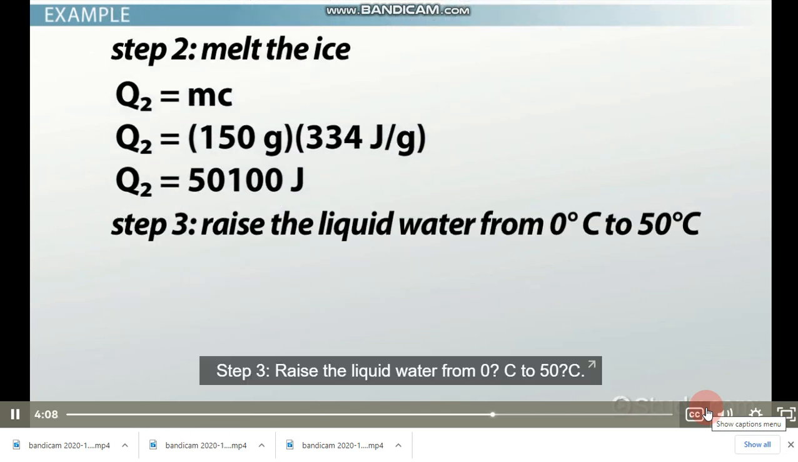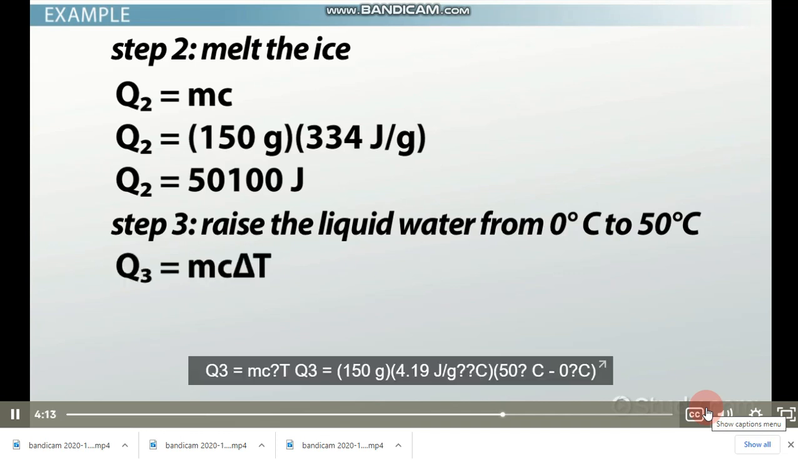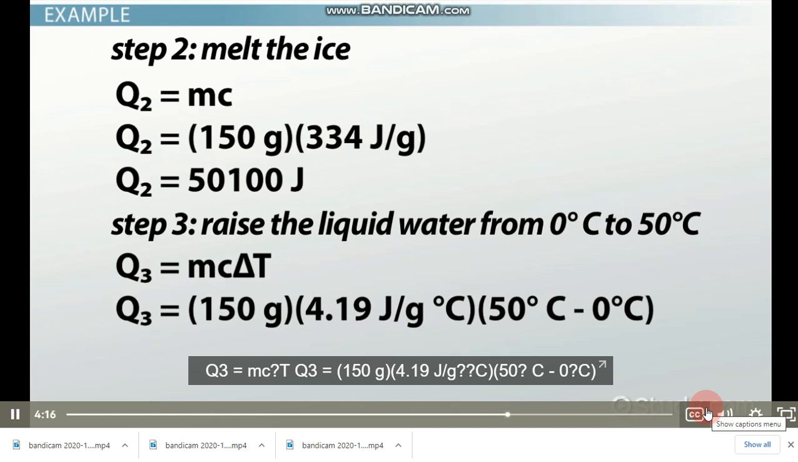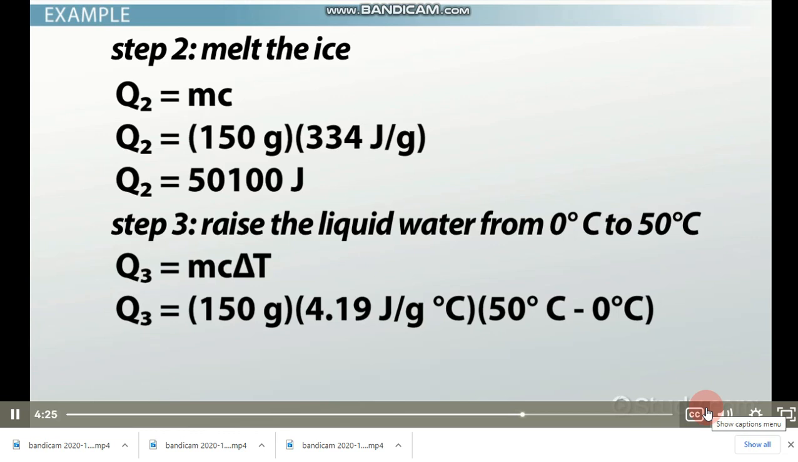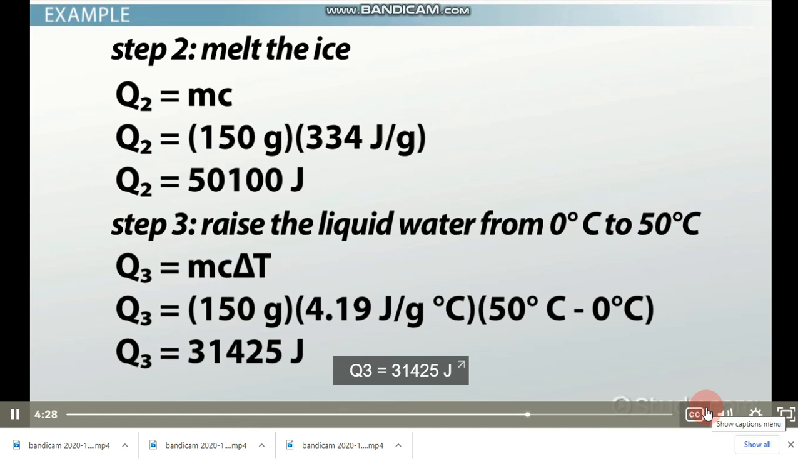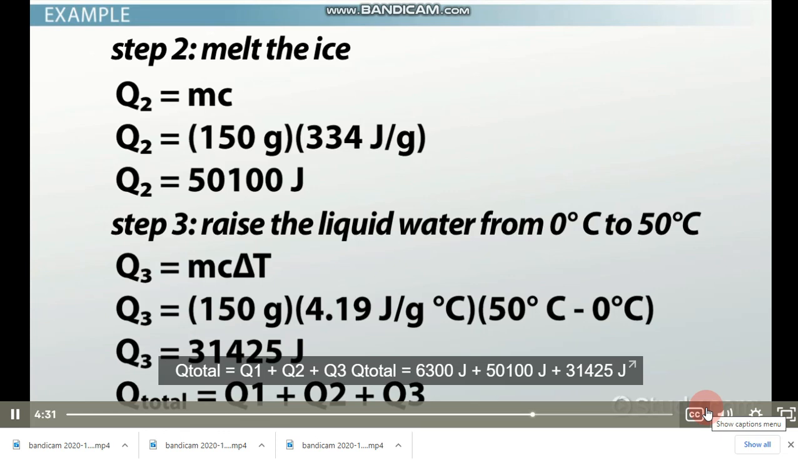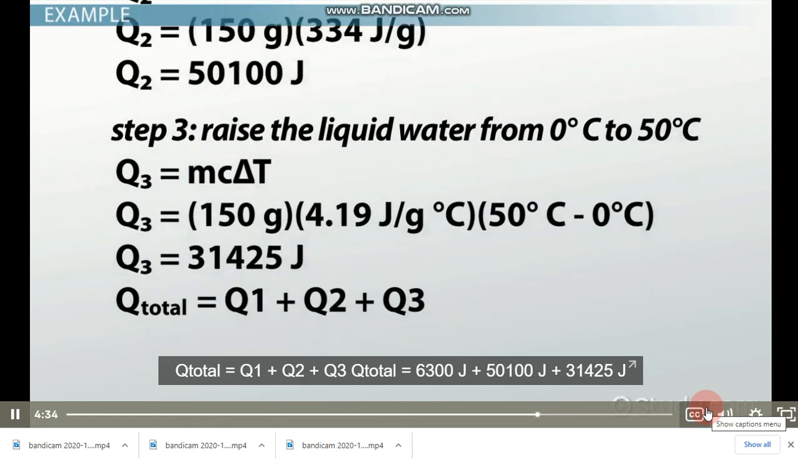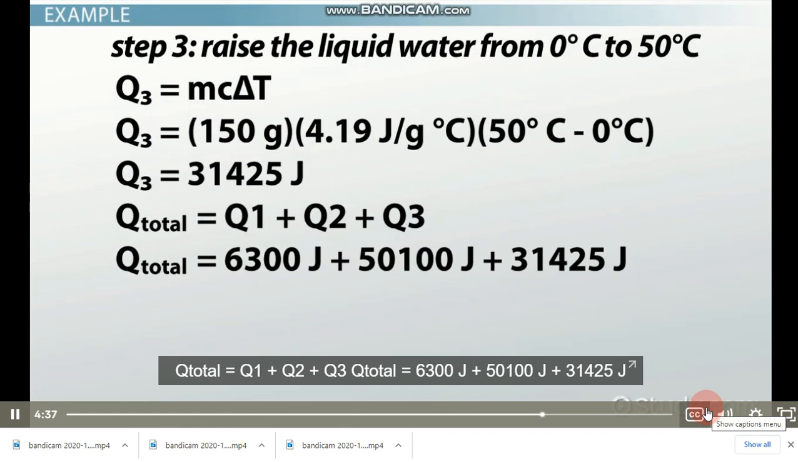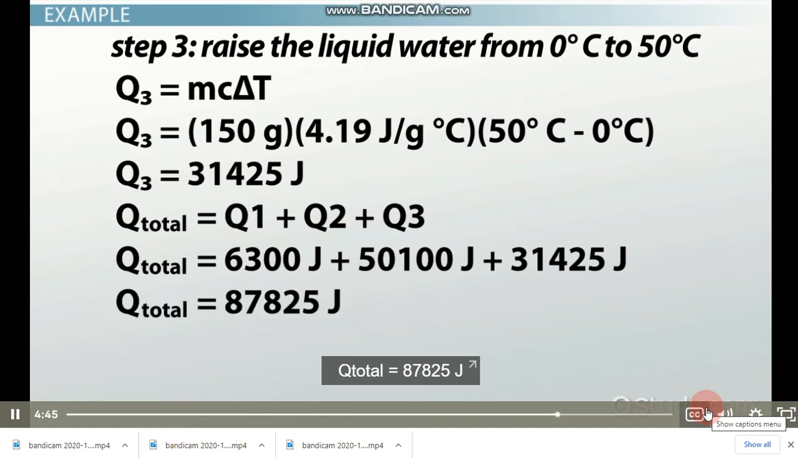Step 3. Raise the liquid water from 0 degrees Celsius to 50 degrees Celsius. Q sub 3 equals mc delta T. Q sub 3 equals 150 grams multiplied by 4.19 joules per gram degree Celsius multiplied by 50 degrees Celsius minus 0 degrees Celsius. Q sub 3 equals 31,425 joules. Q total equals Q sub 1 plus Q sub 2 plus Q sub 3. Q total equals 6,300 joules plus 50,100 joules plus 31,425 joules. Q total equals 87,825 joules. Notice that the total heat is positive.